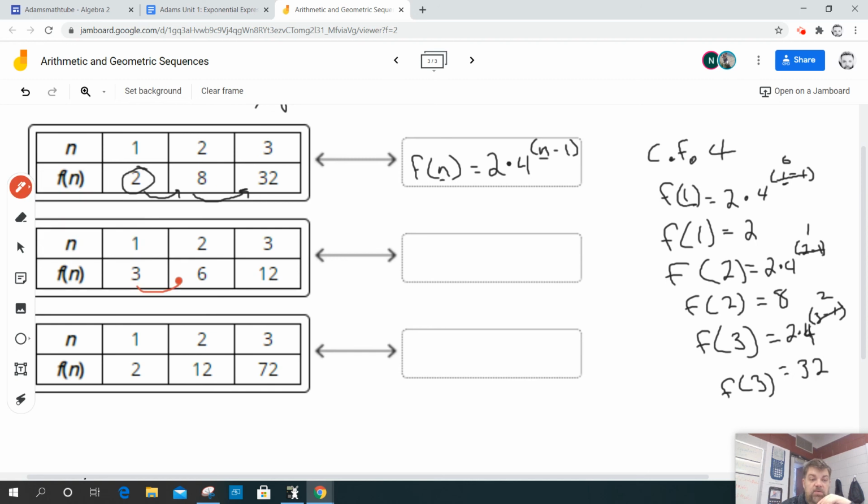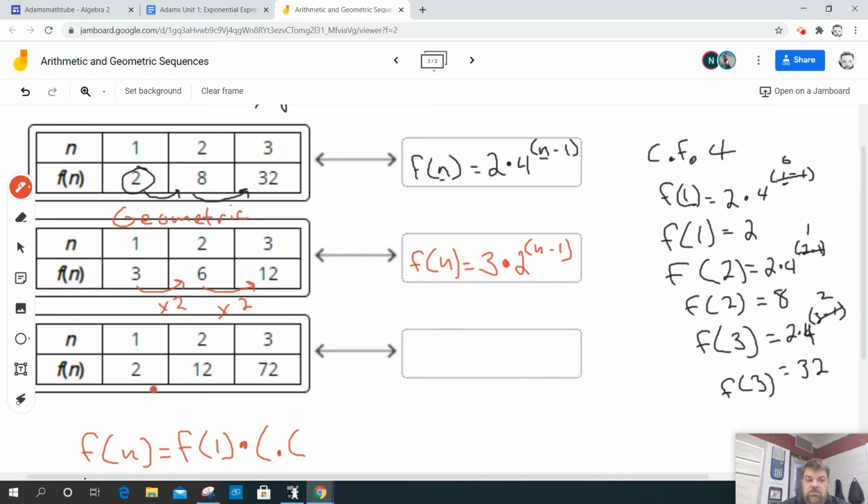On this next one, to get from 3 to 6, I multiply by 2. From 6 to 12, I multiply by 2. So this is also what we call a geometric series. Okay? So this one would be f of n is equal to the first term, which is 3, times the common factor, which is 2, raised to the n minus 1. So our formula is almost always going to be f of n is equal to f of 1 times the common factor, raised to the n minus 1.